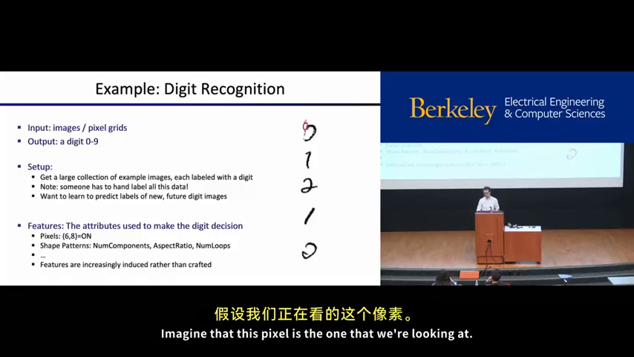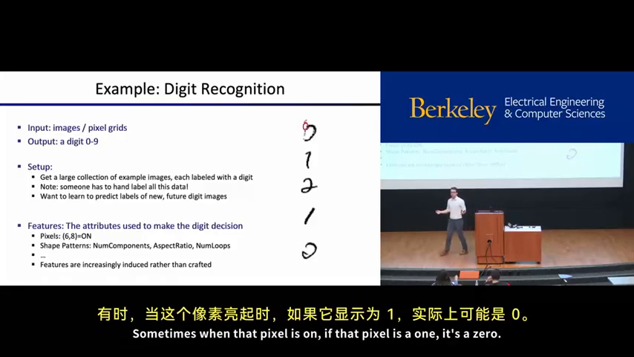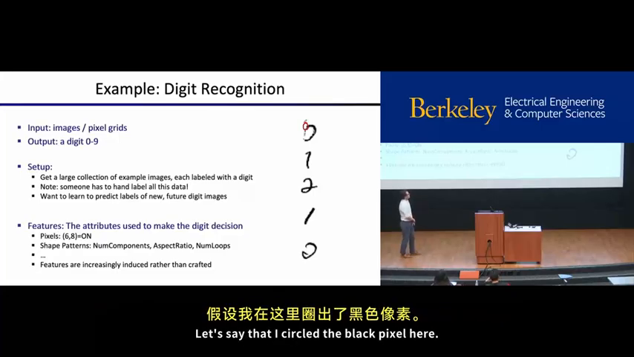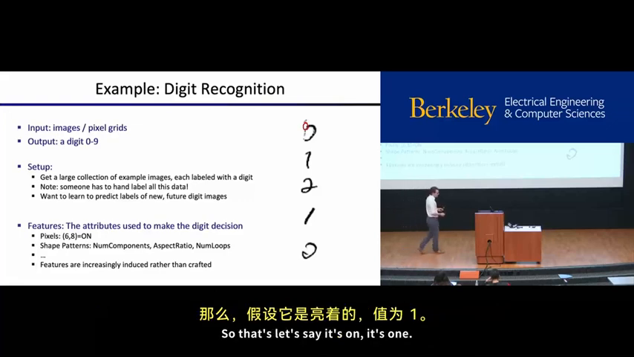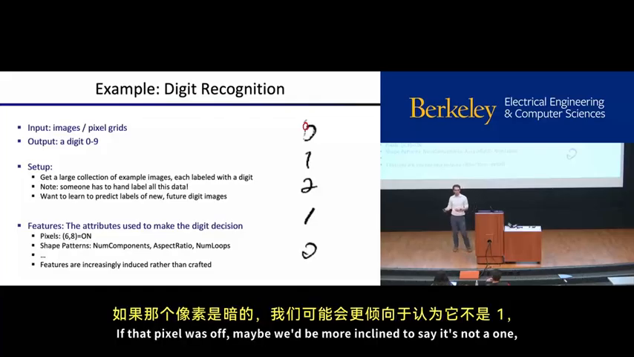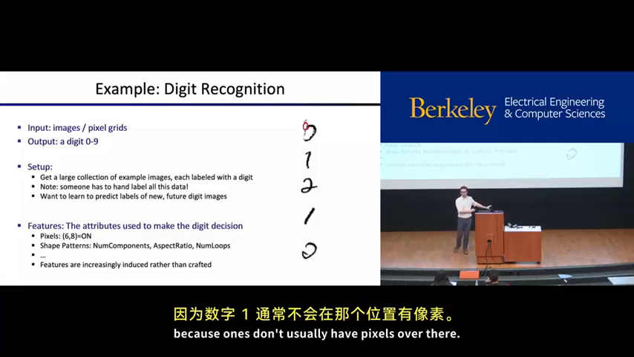Imagine that this pixel is the one that we're looking at. Sometimes when that pixel is on, if that pixel is a 1, it's a 0. In this case, I don't know which one I've circled here. Let's say that I circled the black pixel here. So let's say it's on, it's a 1. That helps us know that it's a 0. If that pixel was off, maybe we would be more inclined to say it's not a 1, because 1s don't usually have pixels over there.